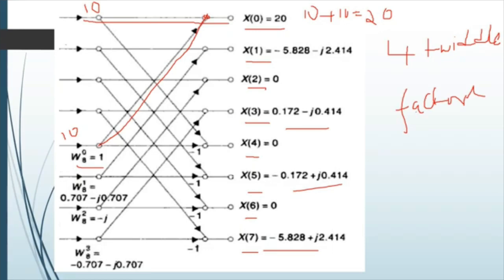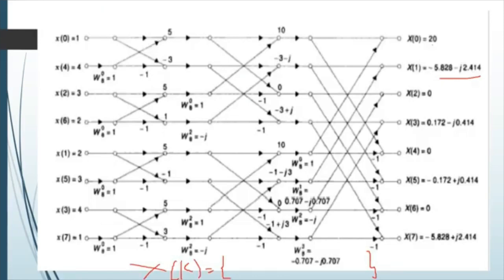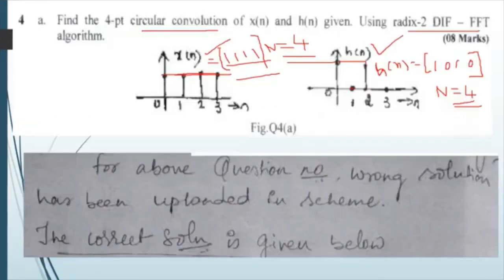Because the sequence is real, we can verify the answer easily using the complex conjugate property. This is the final output of the given DIT FFT problem. This output will be in normal order, and we have to write x of k is equal to, writing the order in the fashion 0 to 7.